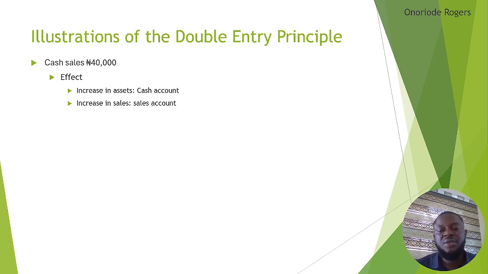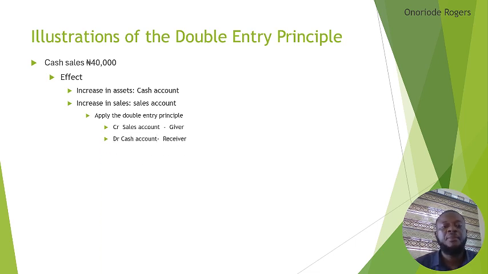So which account is giving out and which one is receiving? As you can see, the company sold the goods and is receiving cash. That means the cash account is going to be what? To be debited, because the principle says debit the receiver, then credit the giver. And sales is giving out the goods. So applying the double entry principle, credit the sales account, which is the giver, then debit the cash account, which is the receiver.